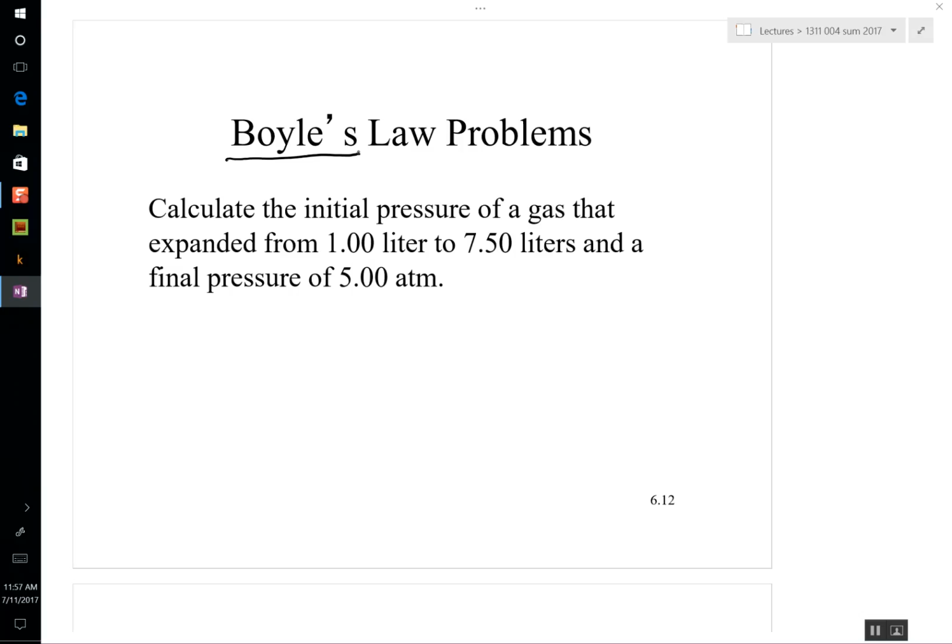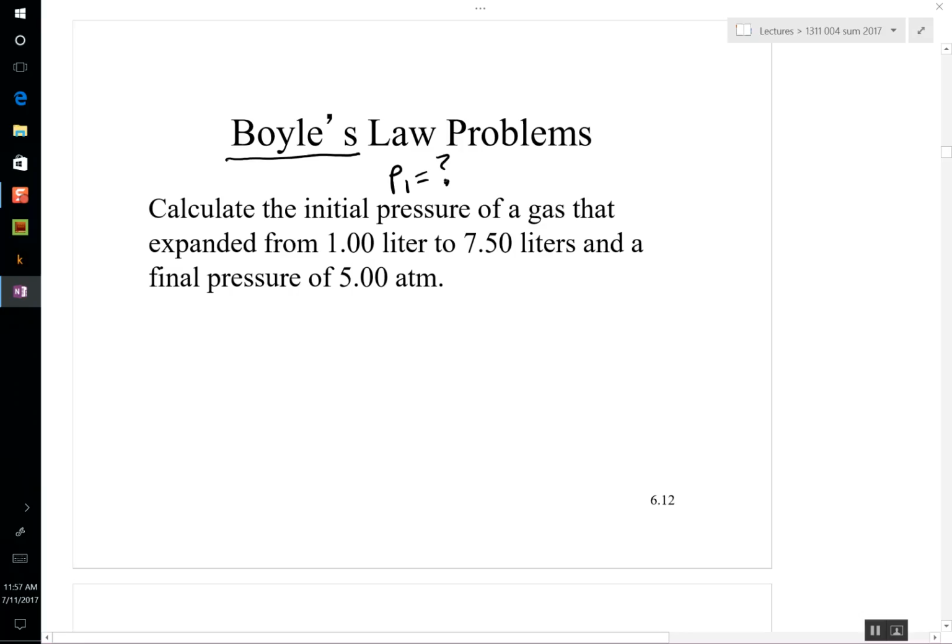Now, on an exam, you may have a problem, and it doesn't say it's a Boyle's Law problem. You have to figure that out. Initial pressure, P1. Calculate. Oh, that's what they want me to figure out. This is the other thing I do. I go back through the problem and I identify what information I'm being given, and I identify what I'm being asked to calculate.